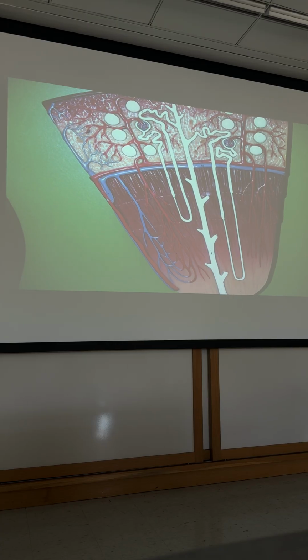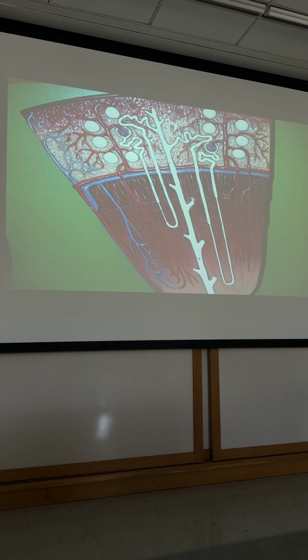Now, another thing I wanted to show you is the juxtaglomerular apparatus. The juxtaglomerular apparatus is a portion of the nephron where the last part of the ascending limb of the loop of Henle comes, and it sits really close to where the afferent arteriole is. And there's a lot of important cells that are in that juxtaglomerular apparatus.